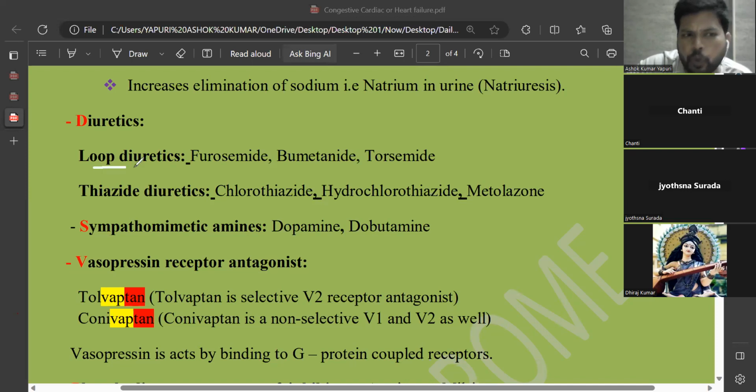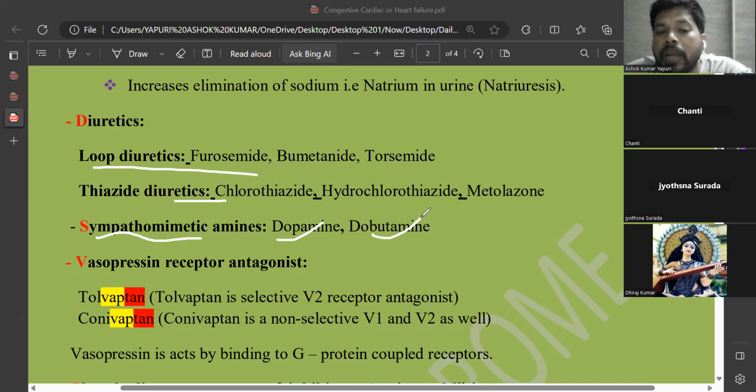For example, loop diuretics and thiazide diuretics. Regarding diuretics, we will discuss separately in the topic of diuretics. Okay, and next is sympathomimetic amines like dopamine as well as dobutamine. Both dopamine and dobutamine produce dilation of the renal arteries and increase the glomerular filtration rate. They increase blood flow through the renal artery and thereby increase the glomerular filtration rate.